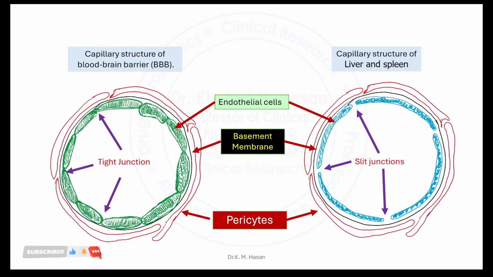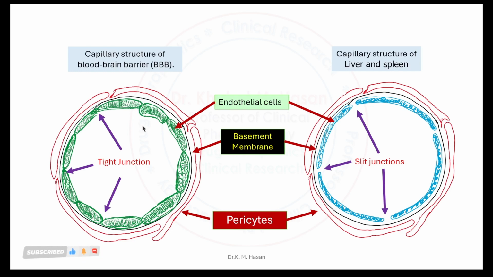This image here represents the blood-brain barrier, the capillary structure in the blood-brain barrier. On the left side, as you can see here, we have the endothelial cells, the green color. Then we have the basement membrane, the black line. Then we have the pericyte, belonging to the neurons, the red color. So you can see green, black, and red. And you can see the connection between endothelial cells. The connection is very tight, and we call that tight junction. So we have tight junctions among the endothelial cells.